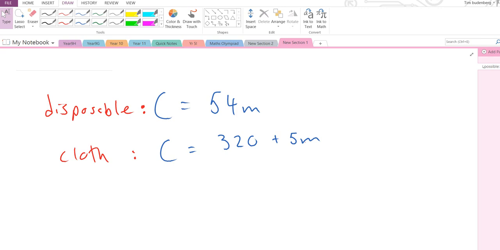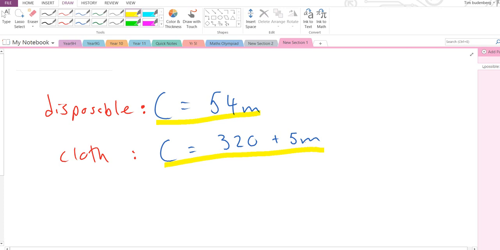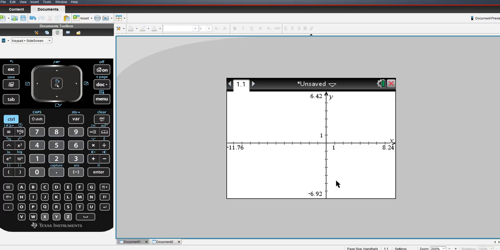Firstly, look at these two equations. These are our two equations for nappies. Here is disposable nappies, and here is cloth nappies. Now, on our y-axis when we graph it, is going to go cost, and then here will be our x. So going to our calculator, we can put in the first equation.